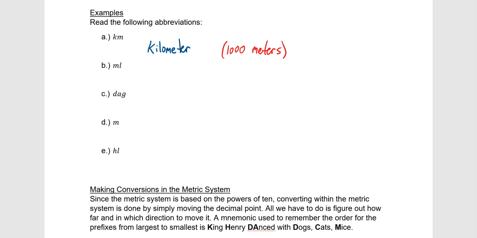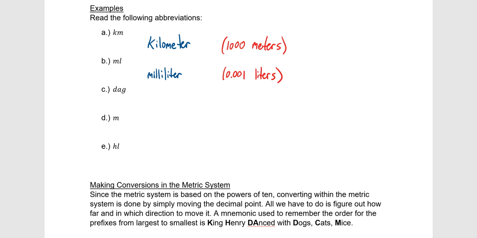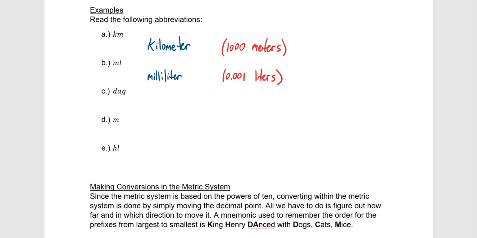Next one we have is ML, so 2 letters. The first one is the prefix, the second one is the basic unit. M is milli, L is liter, so this is milliliter, and this is 0.001 liters. Next one we have is the DAG. We can recognize here that the DA is the prefix and the G is the basic unit. DA is deca and G is gram, so this is a decagram.